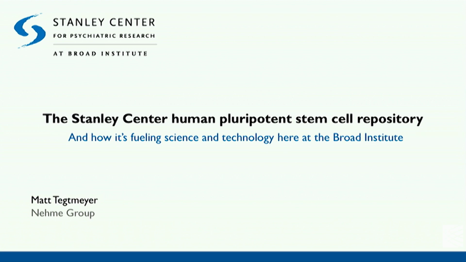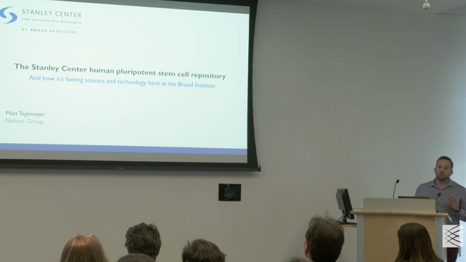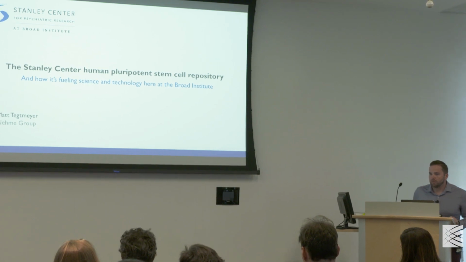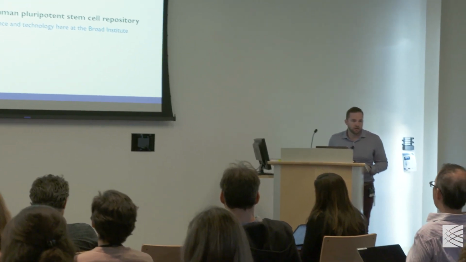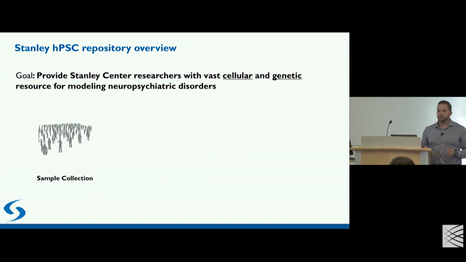Great. OK, so Ralda gave you a good overview of the history, promises, and pitfalls of the use of pluripotent stem cells for modeling and studying human diseases. And I'm going to give you a broad overview of the stem cell resource we've been building here at the Stanley Center over the last few years, how we're trying to address some of the pitfalls that Ralda highlighted, and additionally how it's currently being used to fuel science and technology being done here at the Broad and our affiliated schools. So the primary goal of our resource is to provide the Stanley Center community with not just a cellular resource, but also a genetic resource that will help to enable us to model neuropsychiatric disorders.